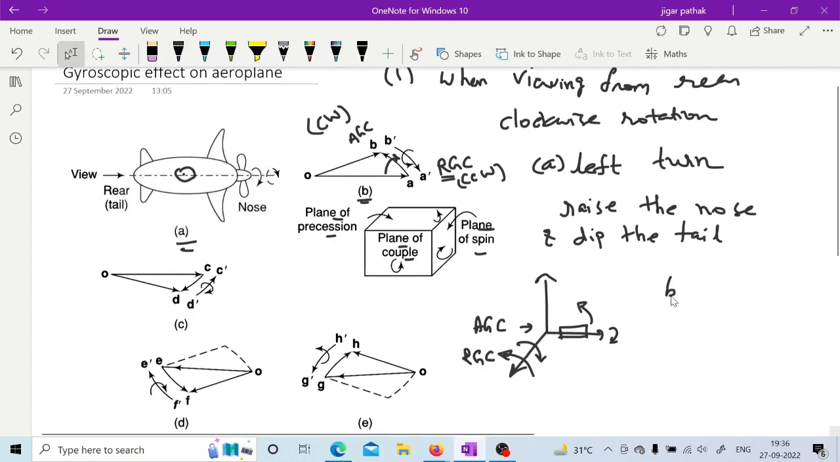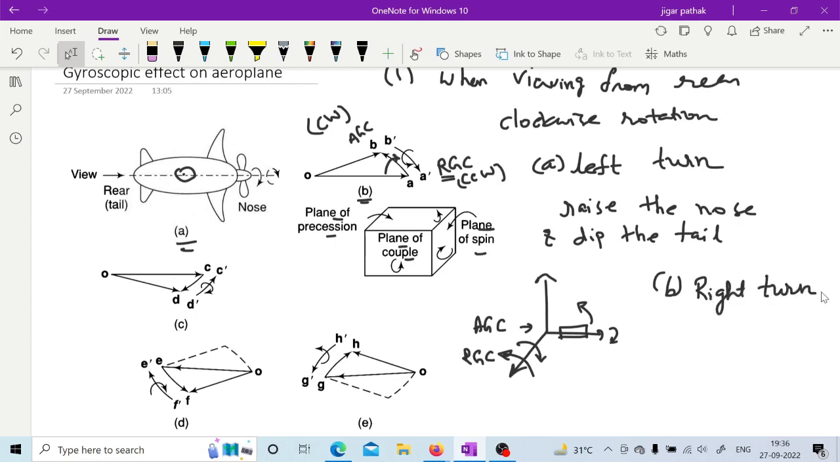Okay, now we can go for the second case. Viewing from the rear, clockwise rotation is there. Now if you take a right turn, then what will happen? This figure is there for this case. The earlier figure is for 1A, and this figure is for 1B. So what is going to happen? Can anyone tell? Nose down and tail up.